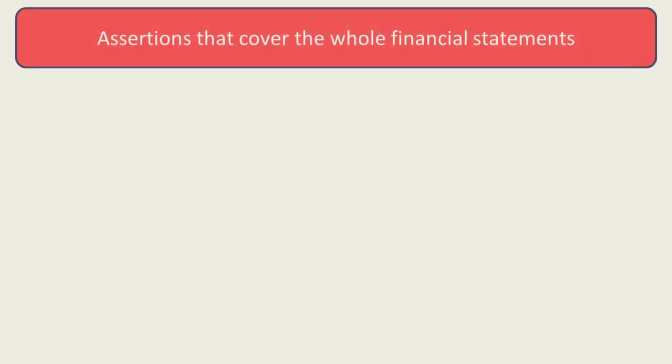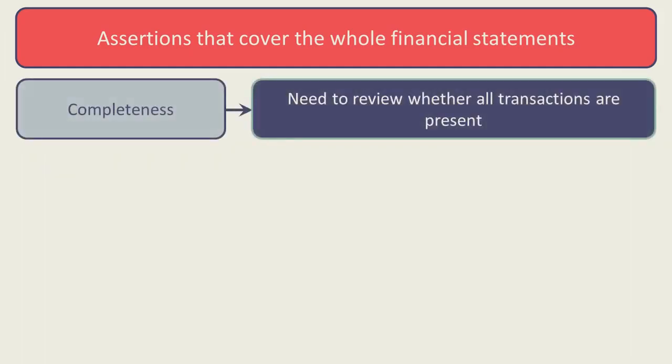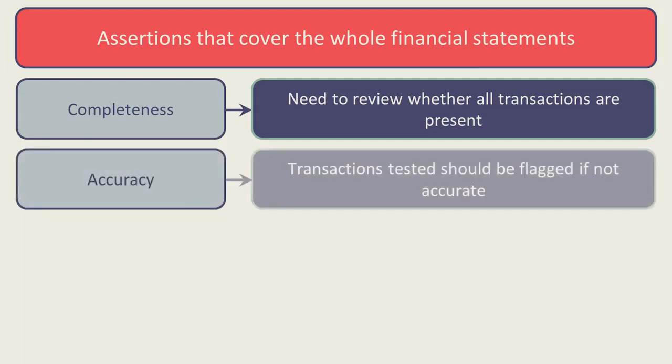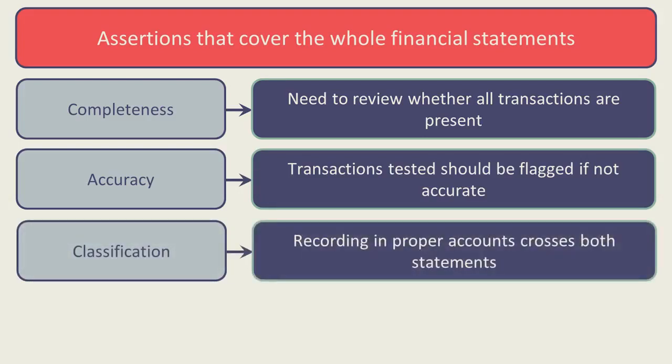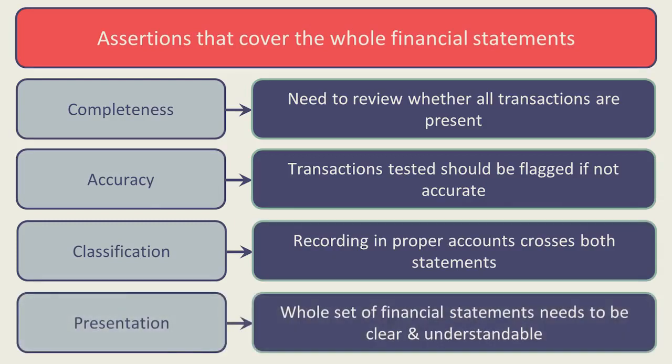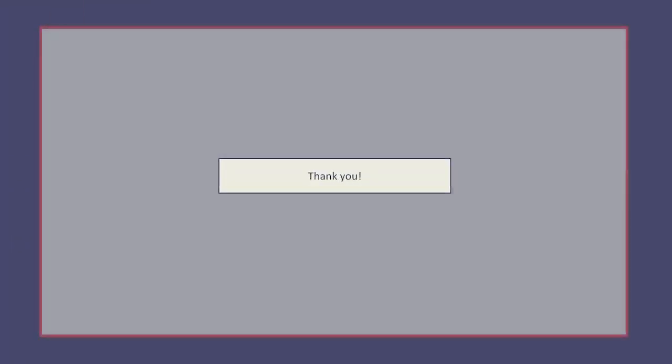There are a few assertions we have covered that are important for the whole of the financial statements, and can therefore be used for all balances and transactions. These are completeness, as the auditor would need to review whether all transactions are present; accuracy, as all transactions tested should be flagged if not accurate; classification, as recording improper accounts crosses both statements; and presentation, as the whole set of financial statements needs to be clear and understandable. I hope you found this video useful.